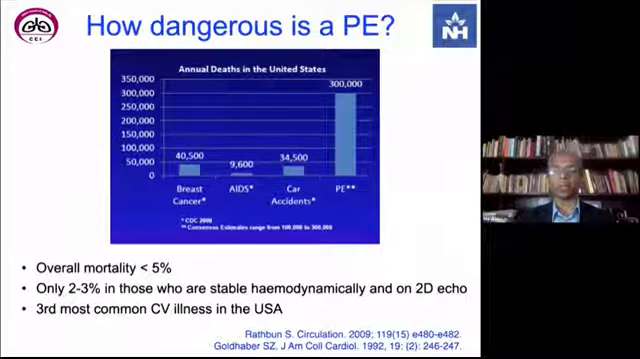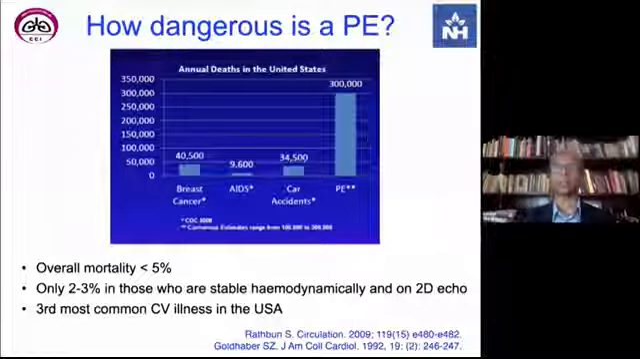Acute pulmonary embolism is the third most common cardiovascular illness in the United States. And you can see here, compared to breast cancer, AIDS, and car accidents, pulmonary emboli far outnumber those as causes of death annually in the United States. However, we must remember that car accidents and breast cancer may also lead to PE, which may be the cause of death. So it's very difficult to find out what was estimated as the actual cause of death. Underlying malignancy, underlying immobilization due to a car accident, or did they attribute it to the PE?